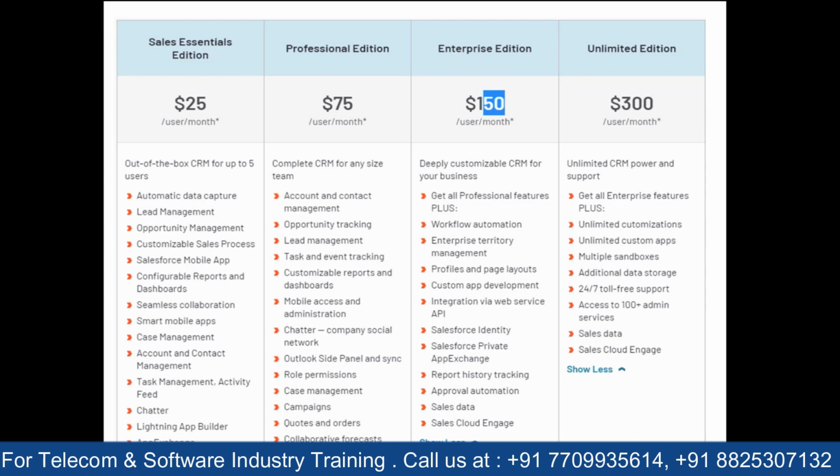In this you will get unlimited features, unlimited customization, unlimited custom applications. You will get multiple sandboxes, additional data storage, and 24/7 support here. And you will get more features than Enterprise. In Enterprise you can create 100 validation rules, in Unlimited you can go up to 500. You can create 2000 custom objects here, and in each custom object we can create 800 custom fields per object. So for a large business, if you have no issue with budget, then you can go with Unlimited Edition.